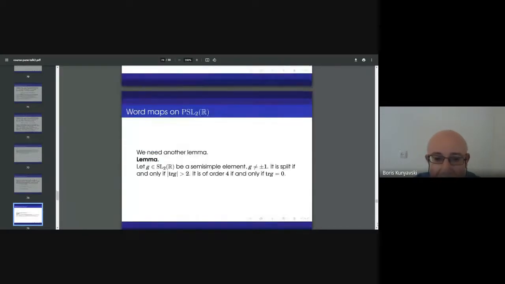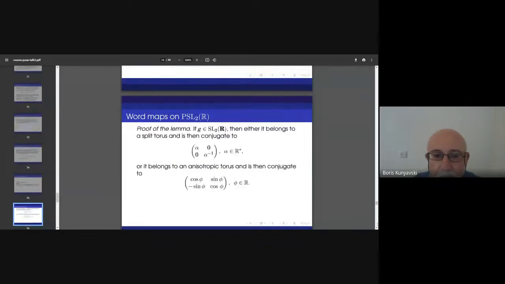The second lemma is very easy. If we have a semi-simple element, then it is split if and only if its trace absolute value is bigger than 2, and it is of order 4 if and only if the trace is 0. It's well known, but let me sketch a proof.